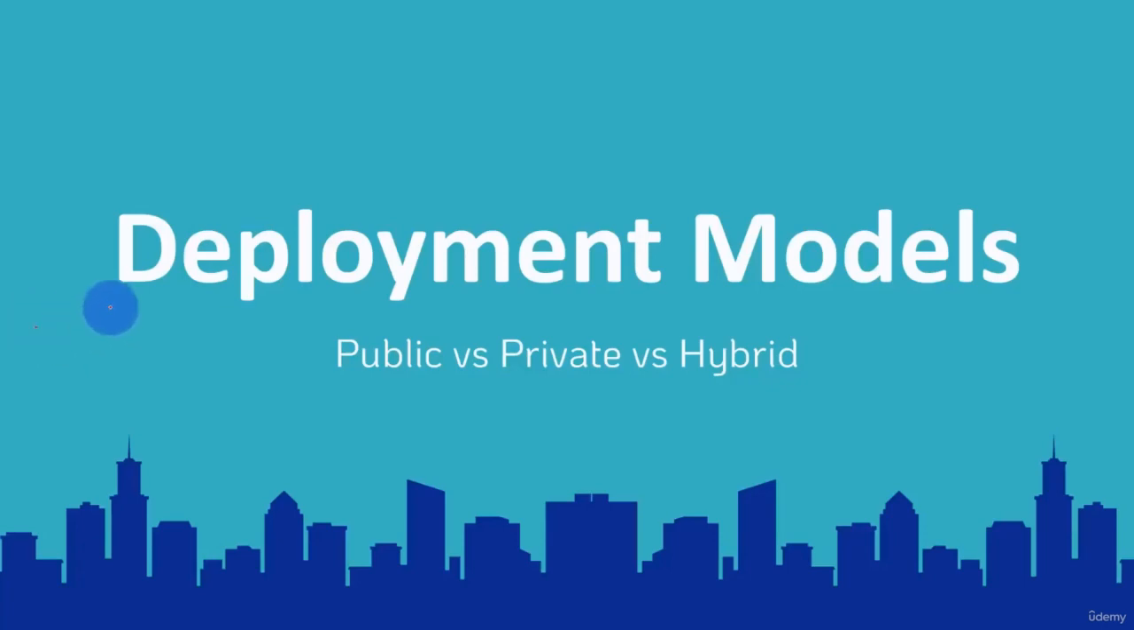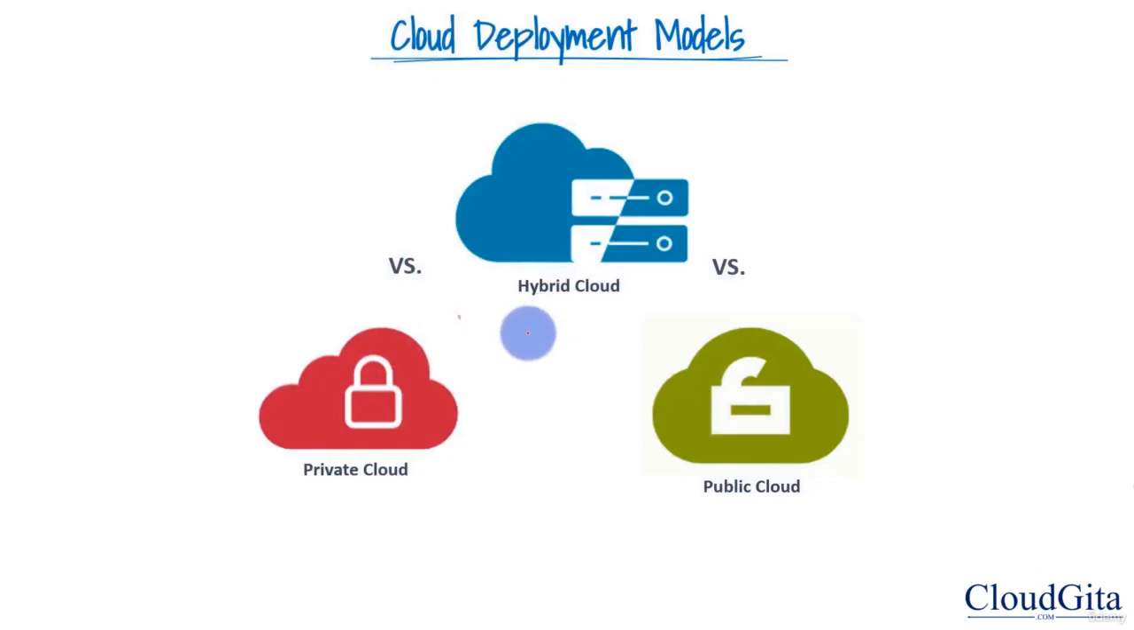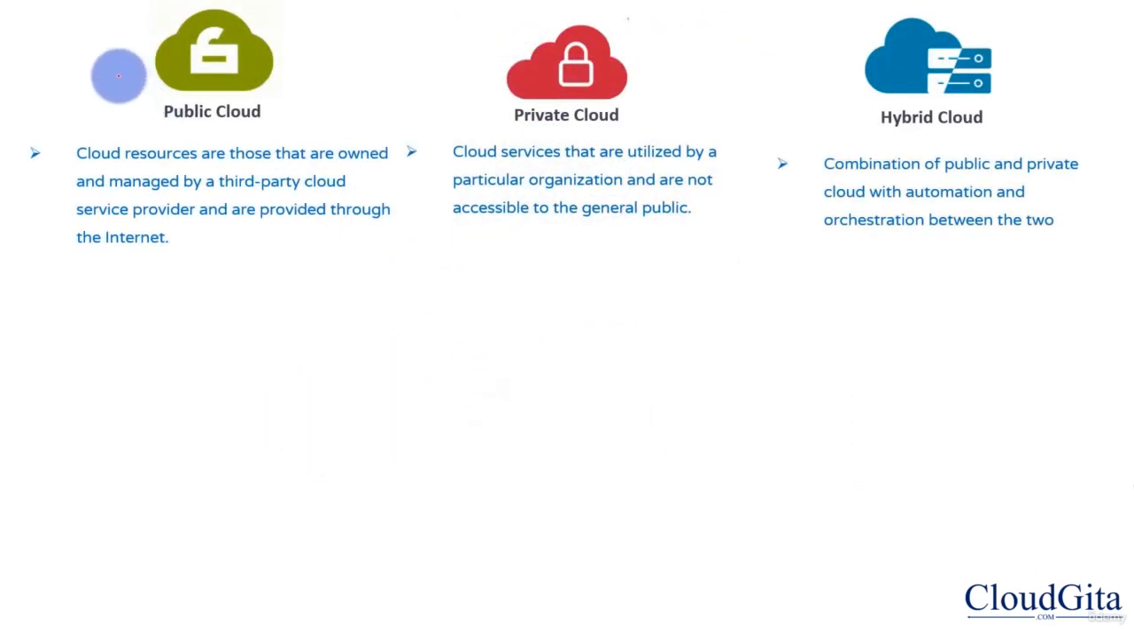In this lesson, we are going to discuss the deployment models, and we have three types of deployment models. We have the private cloud, public cloud, and hybrid cloud. And hybrid cloud basically is a combination of public and private cloud. Now let's discuss what these different clouds are.